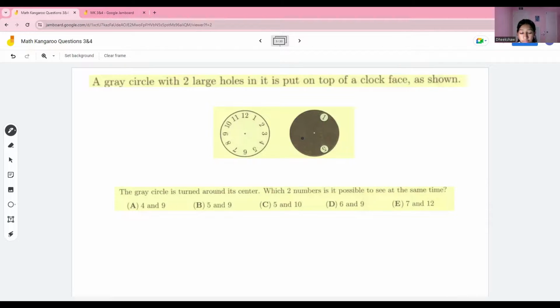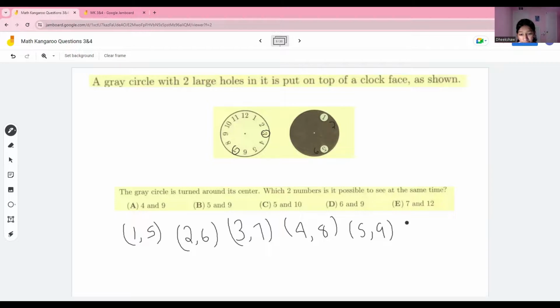So from this image we can see right here that 1 and 5 are a pair. Then if we move the gray circle 1 unit over, it would be 2 and 6. 2 and 6 would be a pair. Like that, 3 and 7 become a pair. And I could just keep going. Like 4 and 8 is a pair, 5 and 9 is a pair, 6 and 10 is a pair. If you guys notice, there's a pattern. We're just adding 4 to the smaller number. So 7 and 11 is the pair. And lastly, 8 and 12.